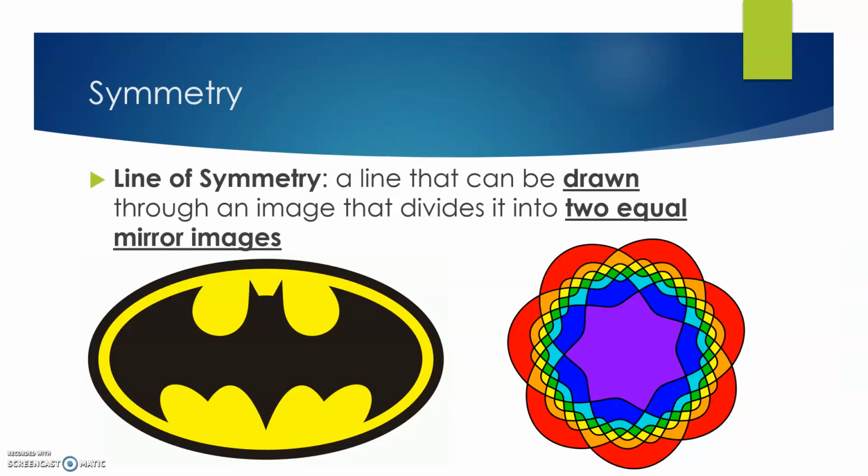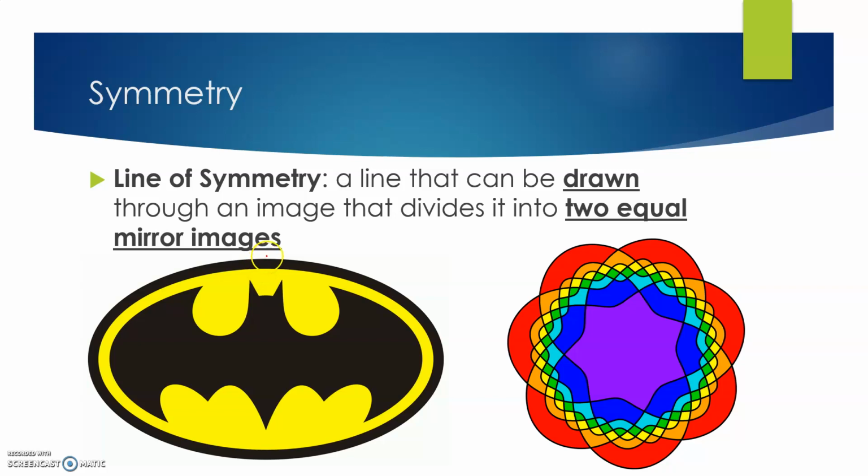Today we are not going to do a bell ringer, but we are going to look at symmetry. Now, symmetry, I love. It's probably my favorite. It's because it's something that can be seen all around us. It can be seen in nature, it can be seen in buildings and whatnot. But a line of symmetry is a line that can be drawn through an image that divides it into two equal mirror images. So we've got Batman.